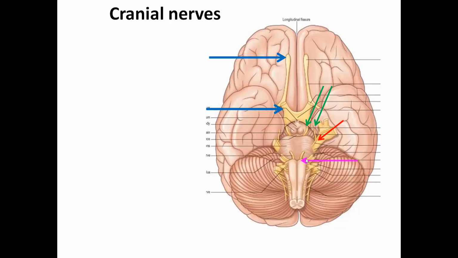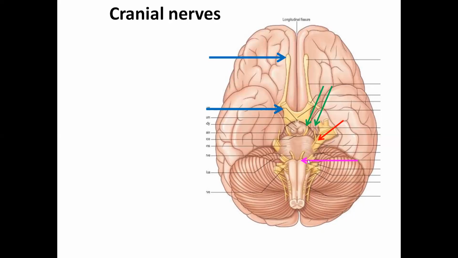The pink arrow is actually pointing at the pontomedullary junction, which is situated at the lower border of pons and upper border of medulla. There are three cranial nerves which emerge in the pontomedullary junction. From medial to lateral, they are the sixth cranial nerve, the seventh cranial nerve, and the eighth cranial nerve. Sixth cranial nerve is an abducent nerve that's going to supply lateral rectus muscle.